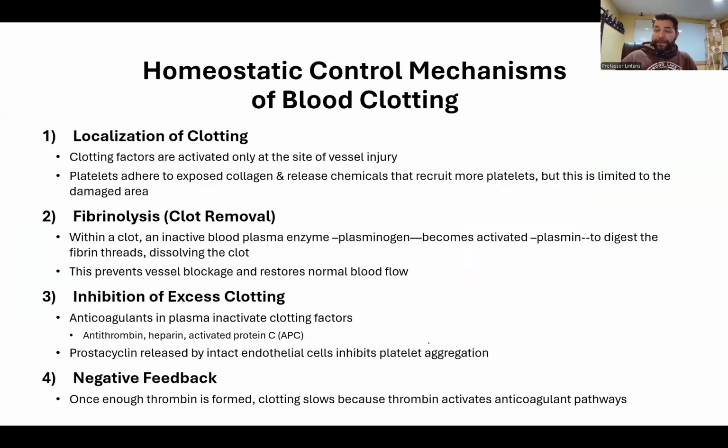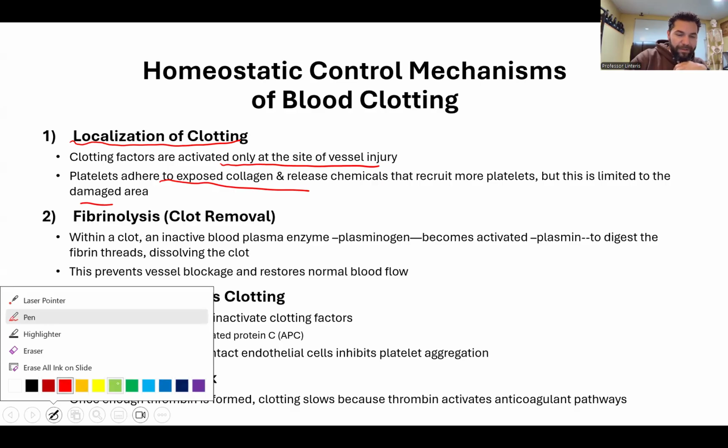How do we control blood clotting? Like I said, you don't really want to mess it up. You have localized clotting, right? So these factors that we just showed on that previous slide that you don't have to memorize work locally, right? They're not released systemically. They're not causing clotting all over the body. The platelets adhere locally to that collagen that is exposed, and it is limited to that damaged area. So number one, we don't want clotting to happen everywhere, right? So there's a localized control based off of those two factors.